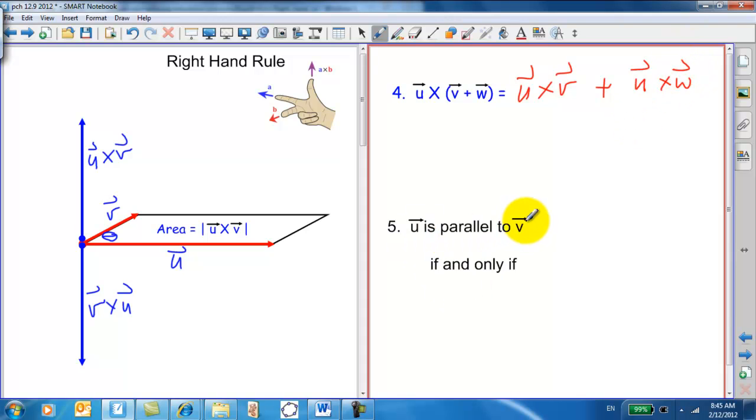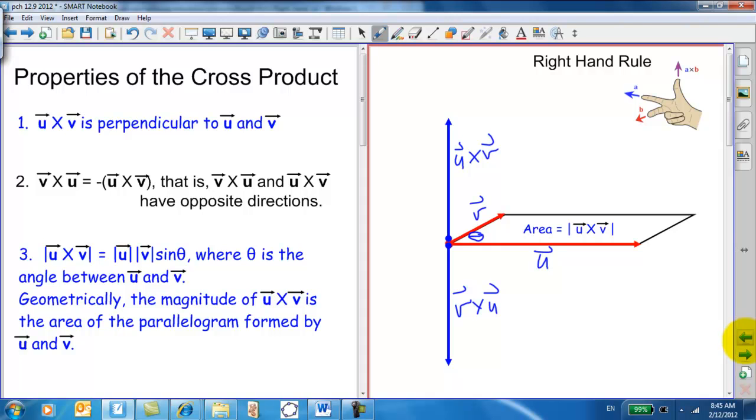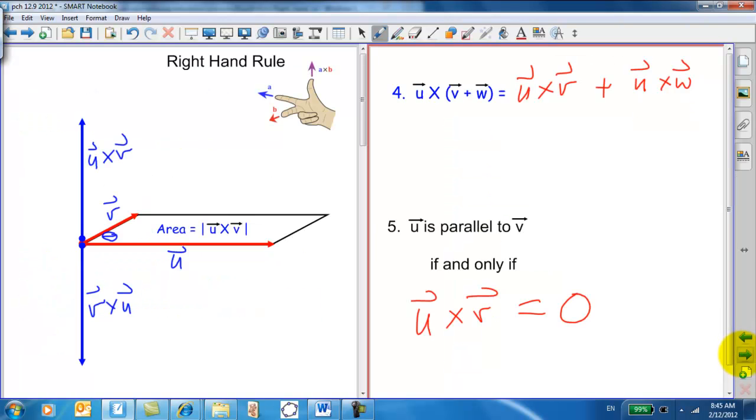And U is parallel to V if and only if the magnitude of the cross product, or just the cross product itself, is equal to 0. Because remember, if the cross product equals 0, then the sine of theta will equal 0. And that happens at 0 degrees or 180, and that puts those two vectors parallel to each other.